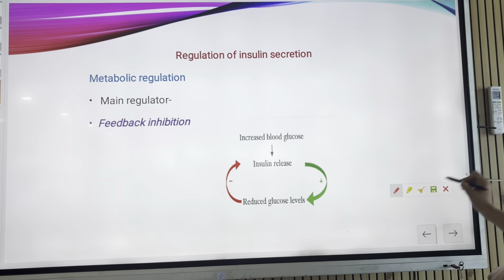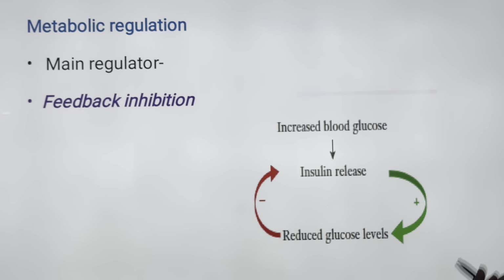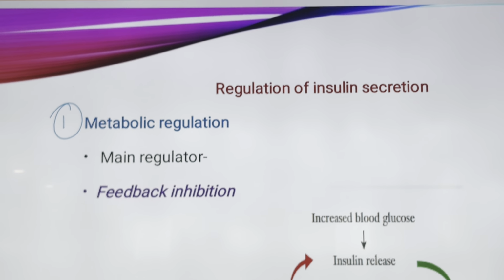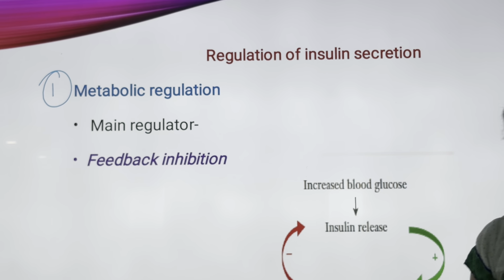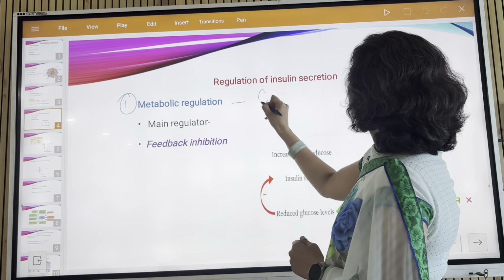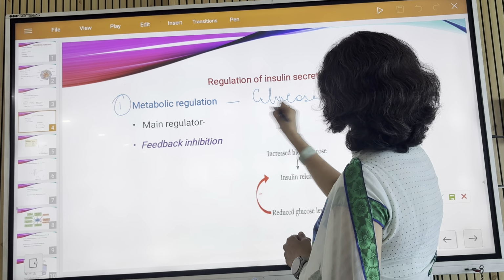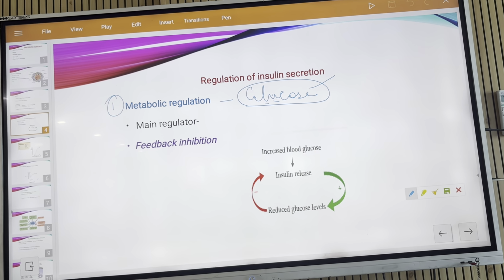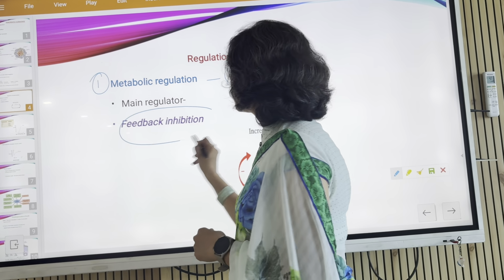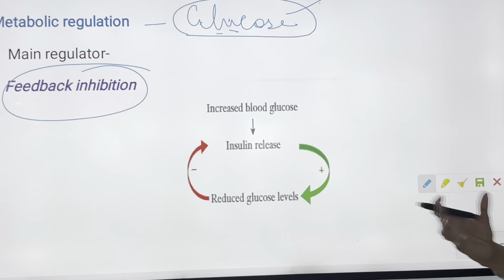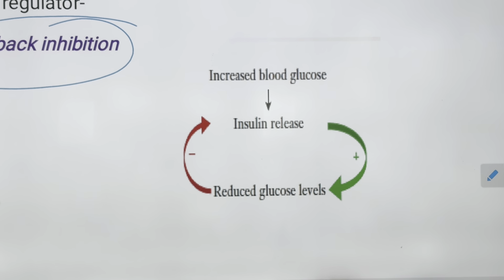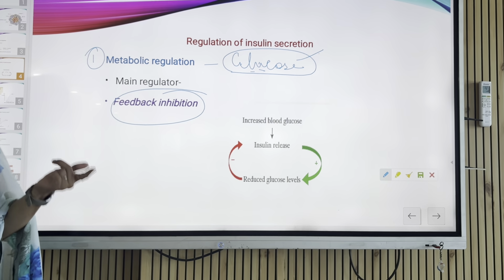Now once this insulin is synthesized, it has to be regulated as well. So we shall first discuss the metabolic regulation of insulin. The primary regulatory factor for the secretion or metabolism of carbohydrates is glucose. So mainly the secretion of insulin is affected by glucose. Now how? By the mechanism of feedback inhibition. Feedback inhibition means when something is increased, some regulatory mechanisms that exist inside the body act to decrease the secretion of the same product.